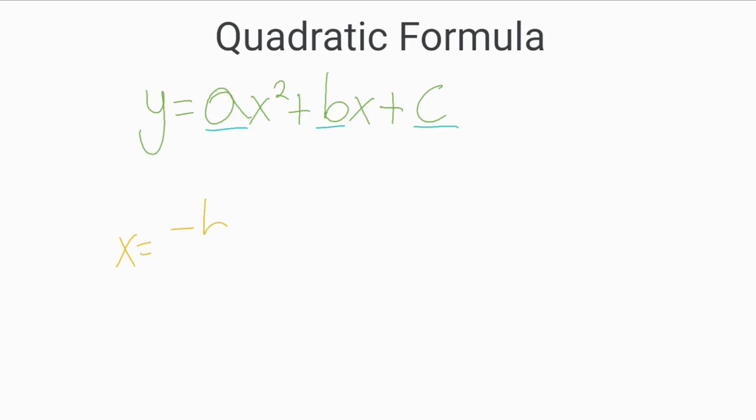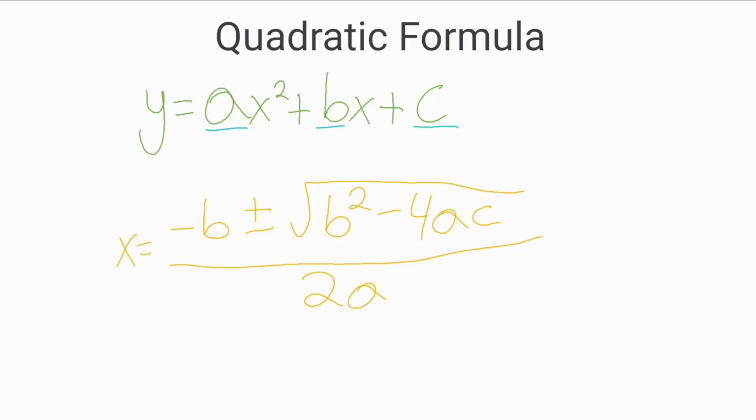Well, we need to have our quadratic equations, which are y equals ax squared plus bx plus c. And we can see that we have an a, b, and a c. These will be very important for identifying the quadratic formula, which is as follows. x equals negative b plus or minus the square root of b squared minus 4 times a times c, all over 2 times a.